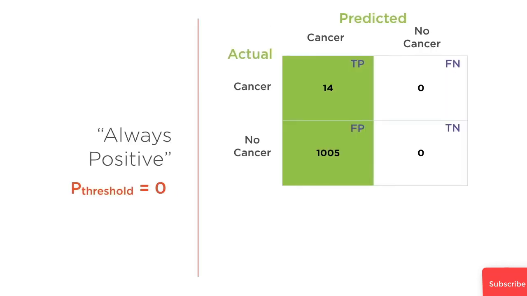Let's now consider different threshold values to see the effect on your model. If P threshold were equal to 0, that is an always positive classifier. So if you have a threshold of 0, your model will always say the patient has cancer. Let's see how a threshold value of 0 affects your model. Now, the recall of such a model is 100%. All cancer patients in your dataset will be correctly identified.